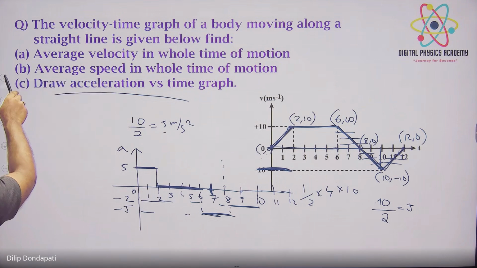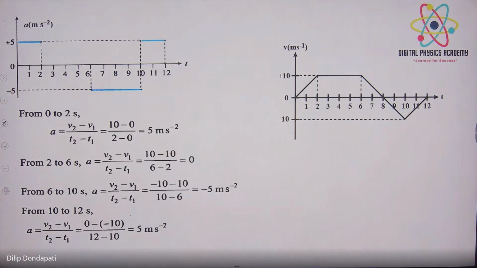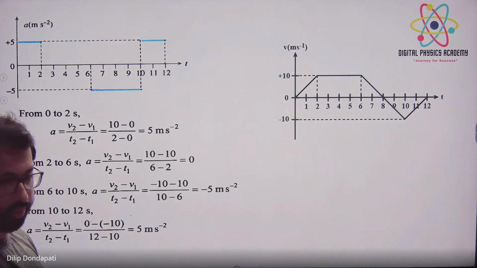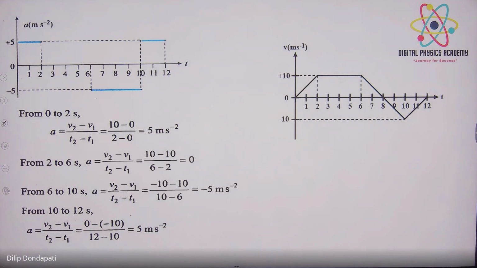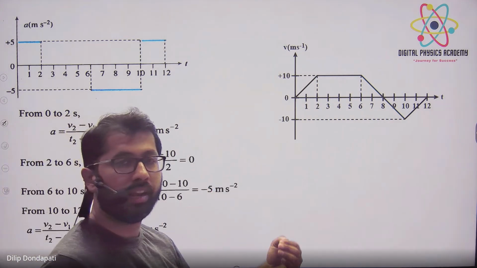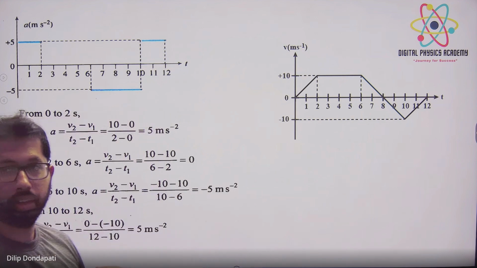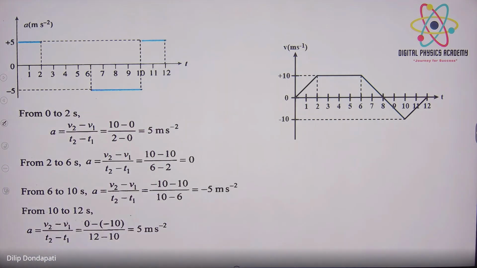See, I'll show you. This is the graph. By finding the acceleration in each section, we are drawing the graph. This is the answer. Options will be given to you, so you should know how to draw the graph. Question understood? Easy.